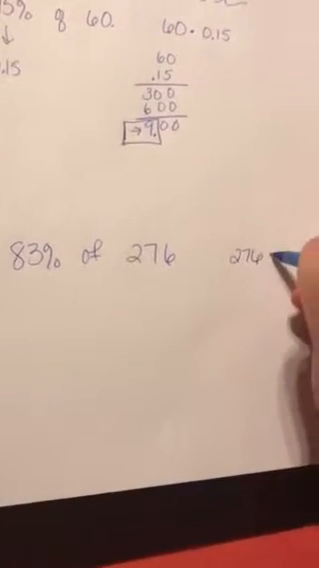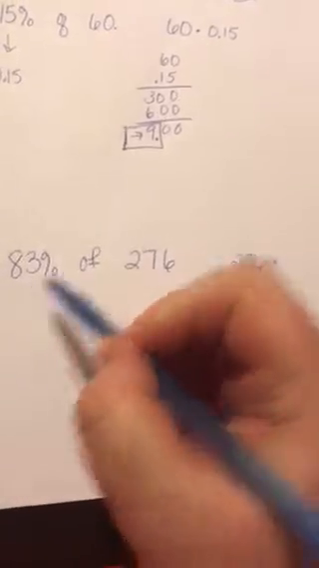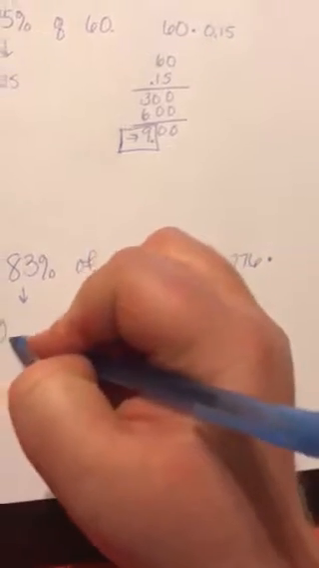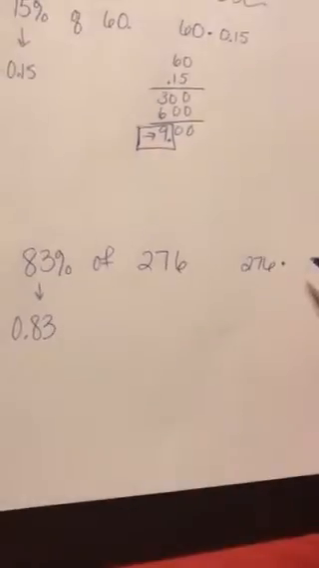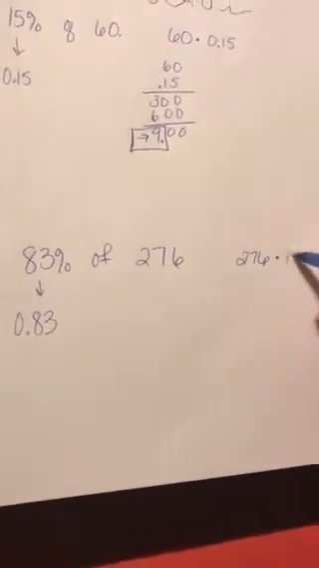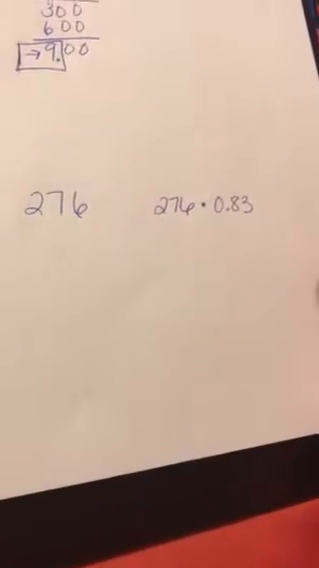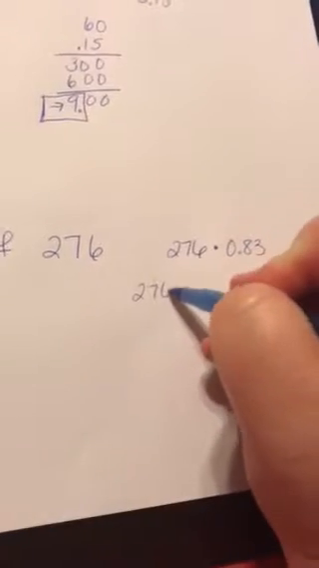276 times, and then what's here? The decimal version. I'm just going to move my decimal twice to the left. And then we have 0.83. So I'm going to come over here. We have 276 times 0.83. Alright, so I'm going to do my math here.